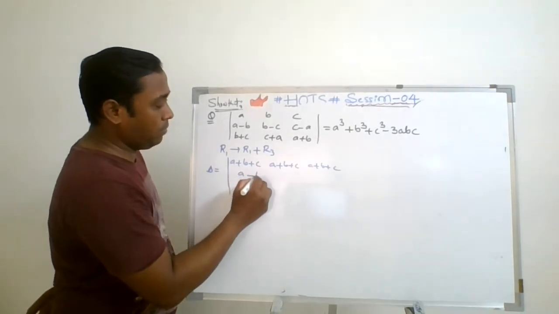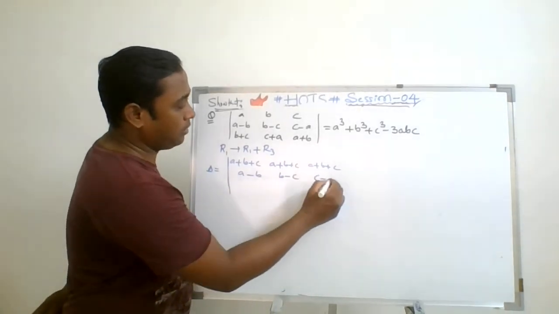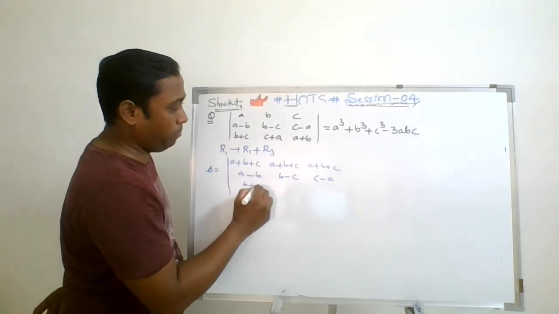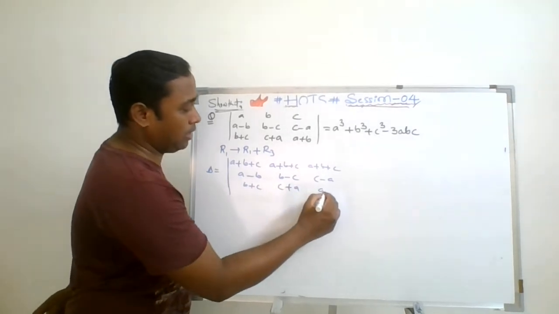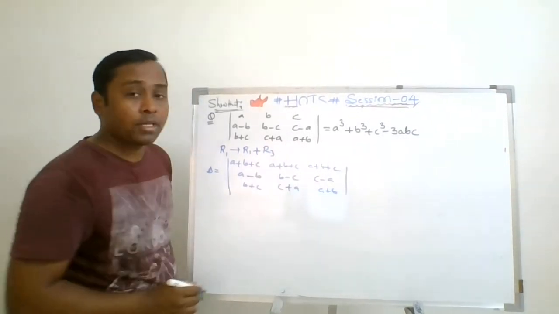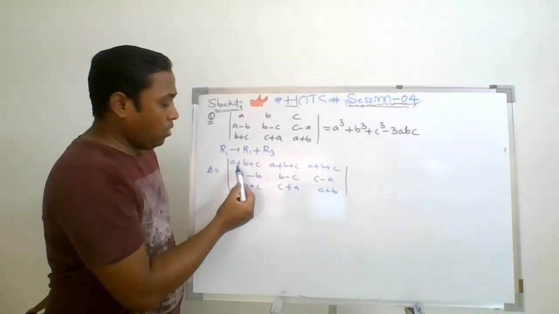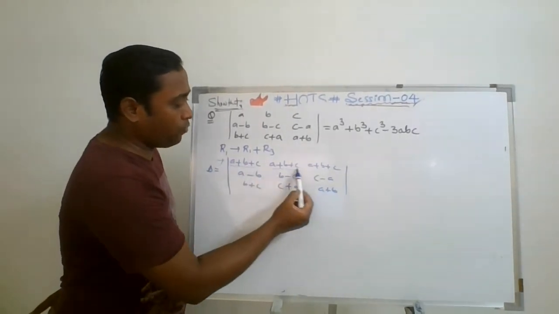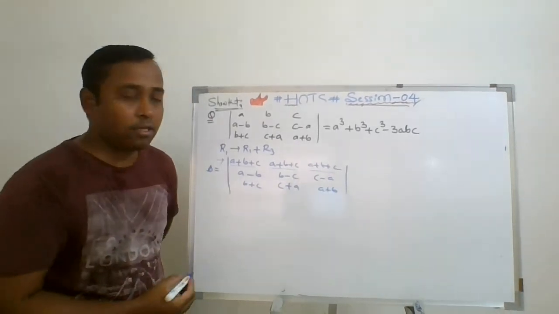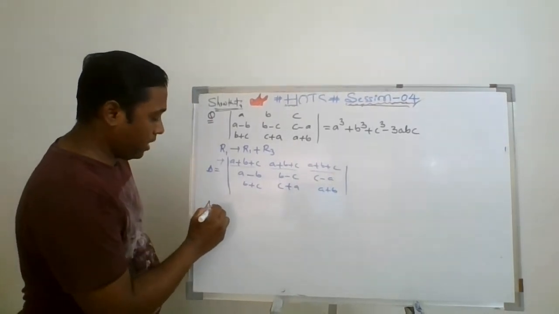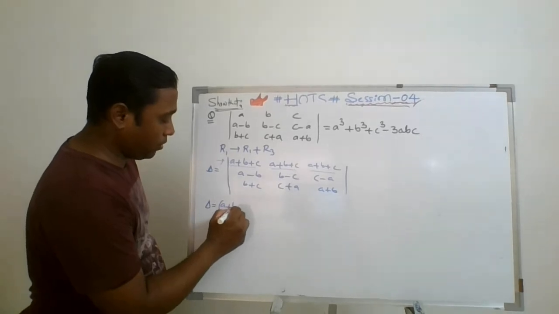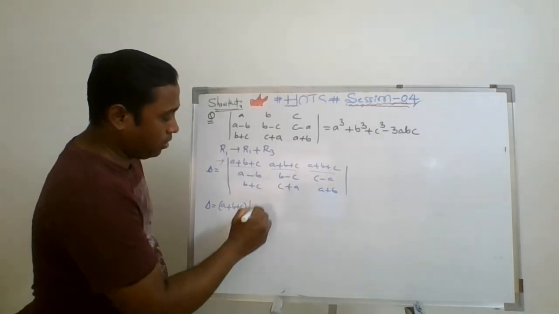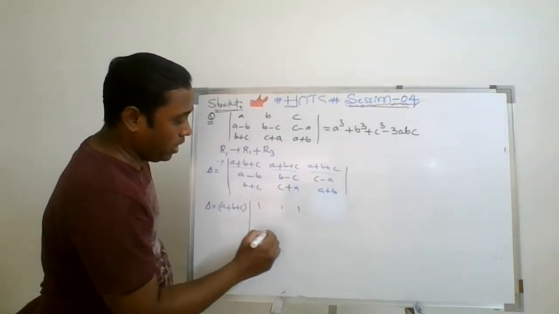And the rest is the same: A minus B, B minus C, C minus A, B plus C, C plus A plus B. So this is simple. Now you can easily see from R1 I can take this factor A plus B plus C as a common factor. So I'm directly getting A plus B plus C as a common factor. I'm left with 1, 1 and 1.